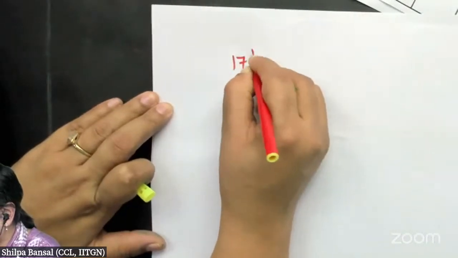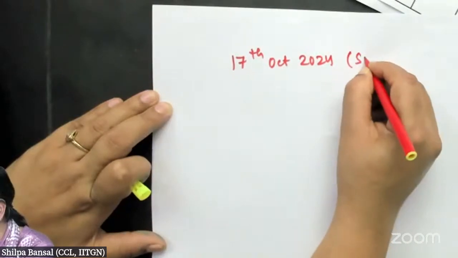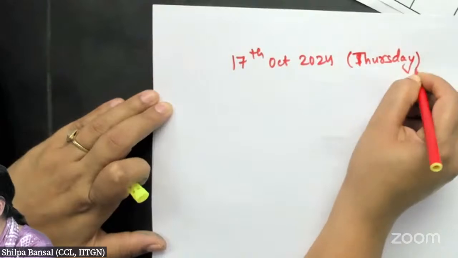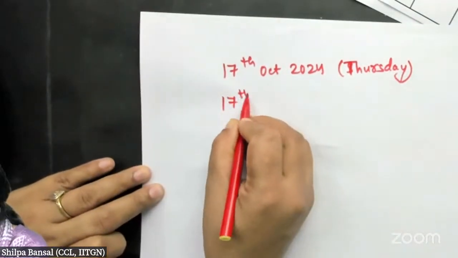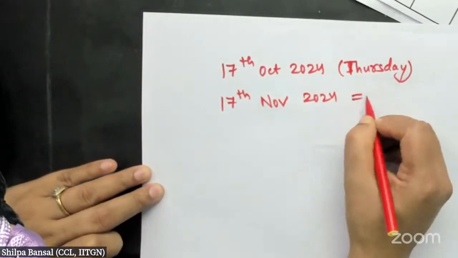I know 17 October 2024 is Thursday. Today we know the date. I have taken today's date only. So I have asked you what is 17th November, the month after next. What is this day?